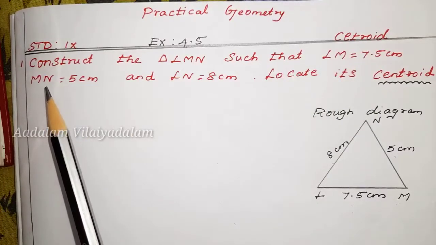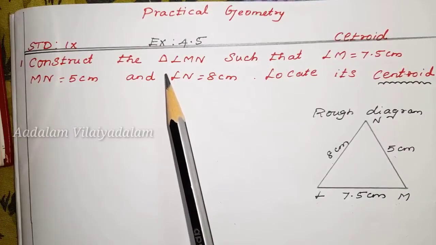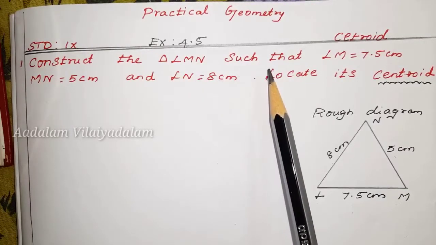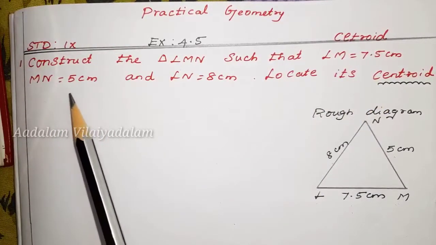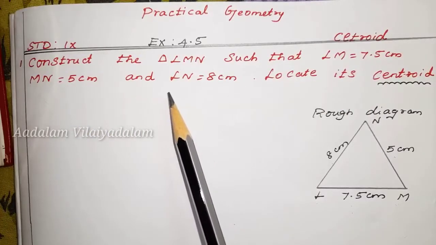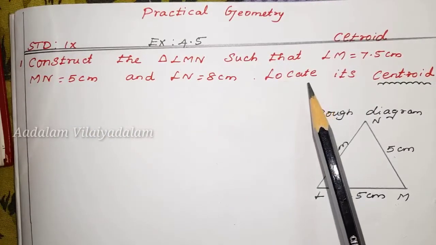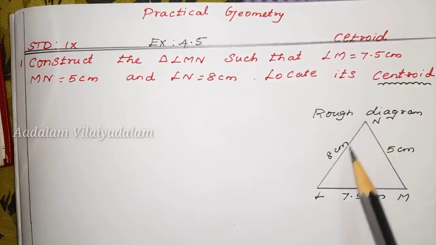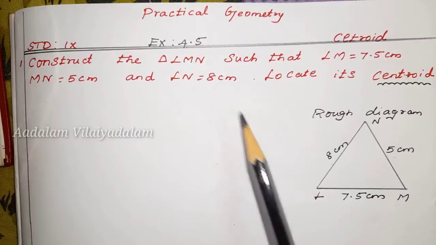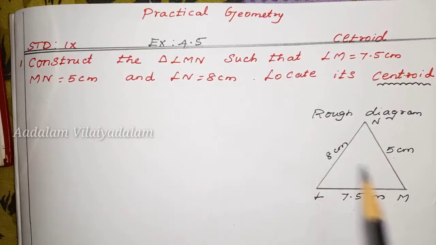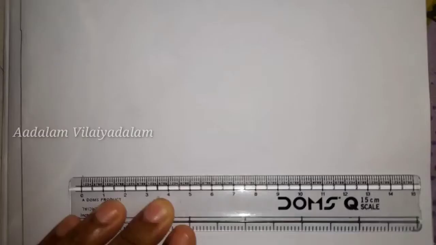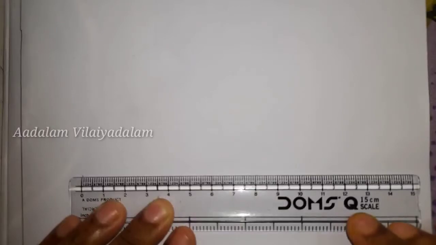The first question: construct the triangle LMN such that LM equal to 7.5 centimeter, MN equal to 5 centimeter and LN equal to 8 centimeter. Locate its centroid. First draw the rough diagram for the given measurement. The name of the triangle is LMN. LM is 7.5 centimeter, MN equal to 5 centimeter, LN equal to 8 centimeter.